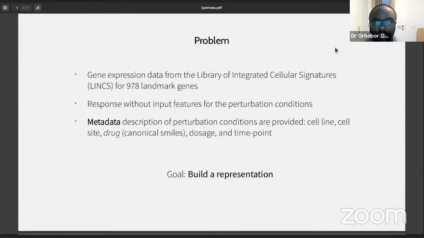They tell you what the cell line was, what the cell site was, what drug was used, and they provide the canonical SMILES. They tell you what the dosage was. They also tell you at what time point the measure was taken. So our goal for this particular project was to build a representation that we can use in making predictions.